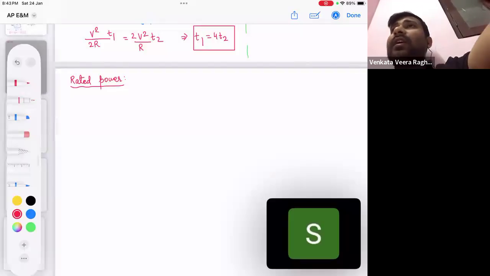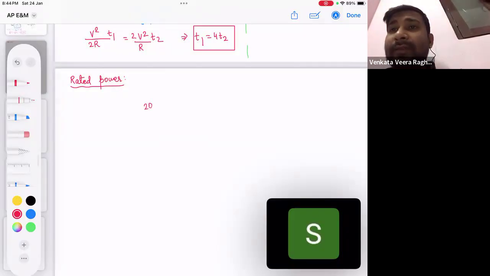Okay. Yes, sir. We only focus on the power written, right? But there is one more important thing written on that packet. If you go and buy a bulb, it will be written like this: 20 watt.